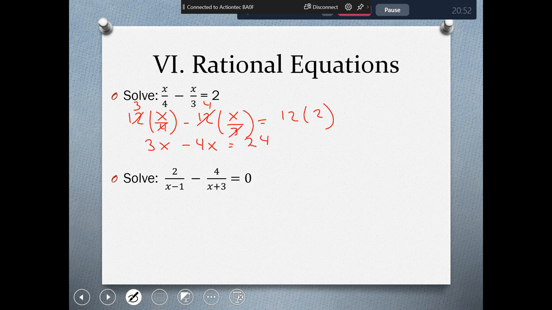So then I'm going to combine my terms. I'm going to get negative 1x equals 24. Then I'm going to divide by negative 1. So x equals negative 24.